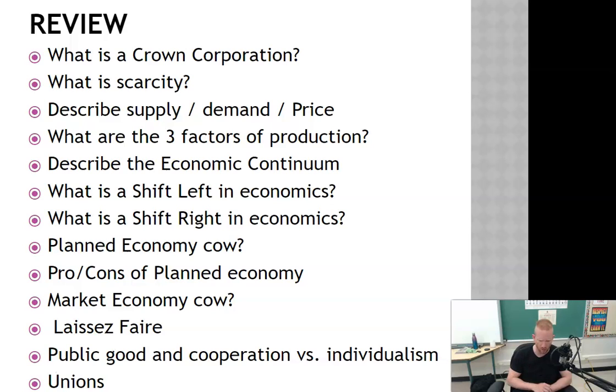So what's a crown corporation? A corporation or business owned by the government. Scarcity, what's supply and demand, right? When the supply goes up, the demand goes down, the price has to go down, etc. What are the three factors of production? Land, labor, capital. What's the economic continuum? That's the line. Shift right, market economy, shift left, planned economy. Go through the rest on your own there, okay?